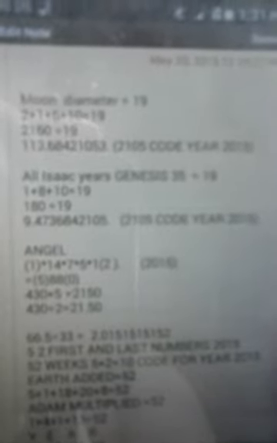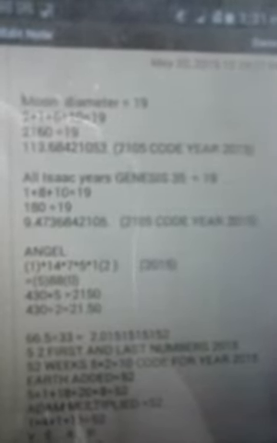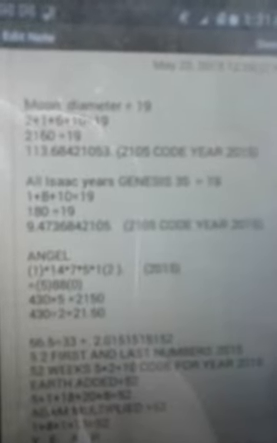Clearly, you can make out the 2105, which is just a code for the year 2015. Looking at the second calculation, all years for Isaac, 180 years, divided by the numerical value 1, 8, and 10, which is actually 19.